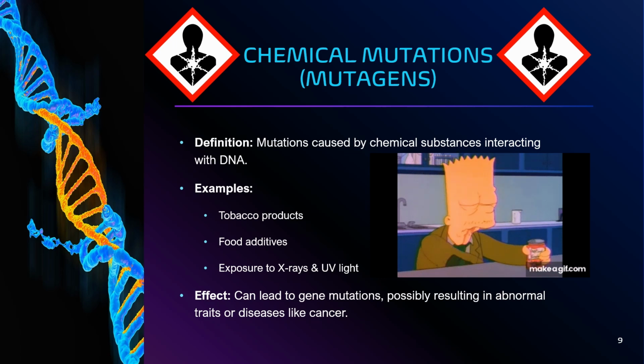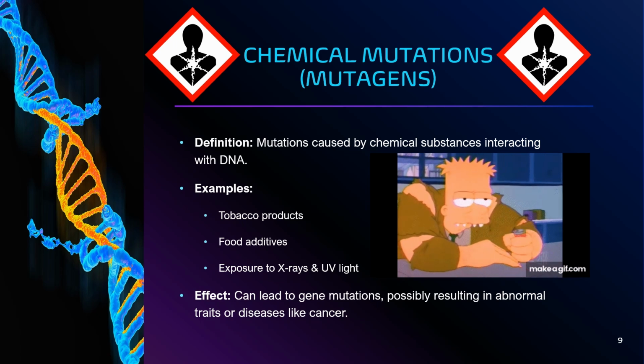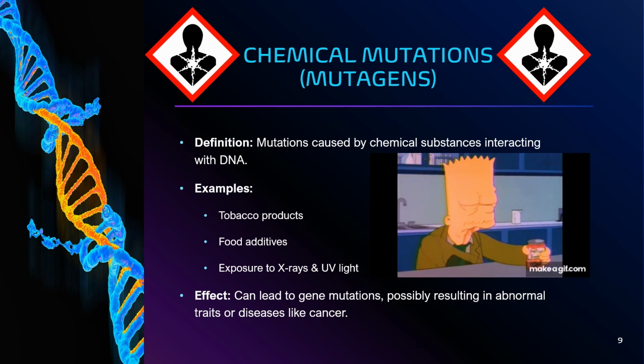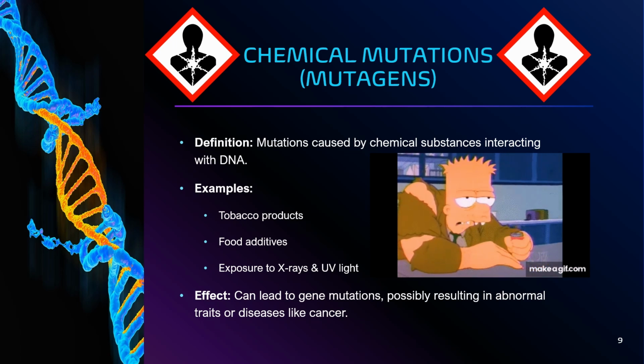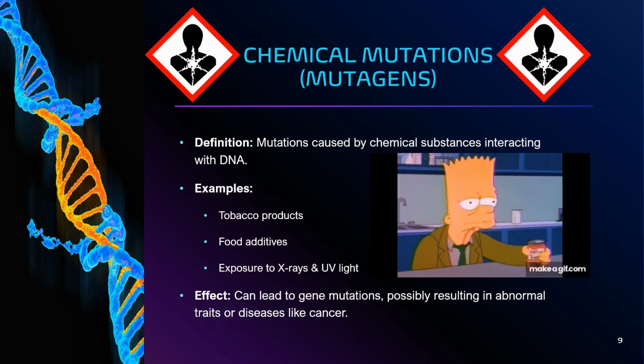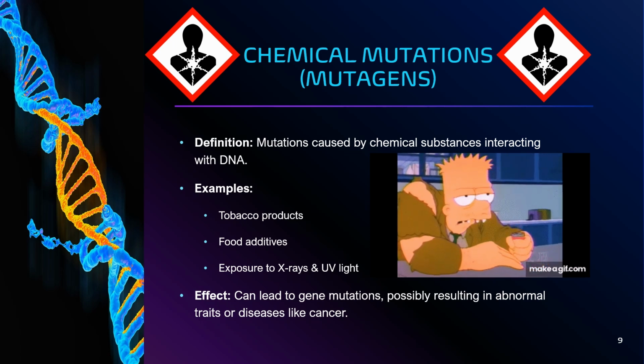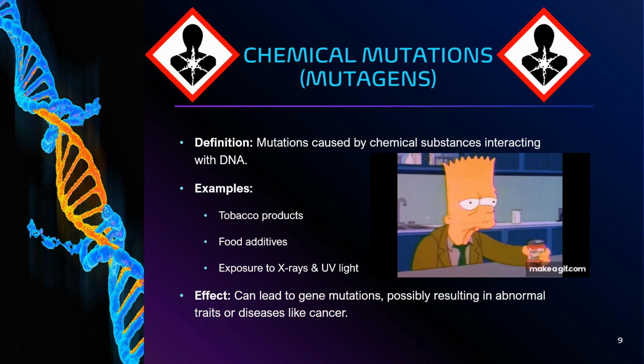The first one is chemicals. They are called chemical mutations. Chemical mutations occur when a chemical substance interacts with DNA, altering its structure and causing a change in the genetic code, potentially leading to a new trait or abnormality in an organism. These chemical substances are called mutagens, and they appear in our body when we are exposed to X-ray or ultraviolet lights. These chemicals can also be found in tobacco products or even in some food additives.